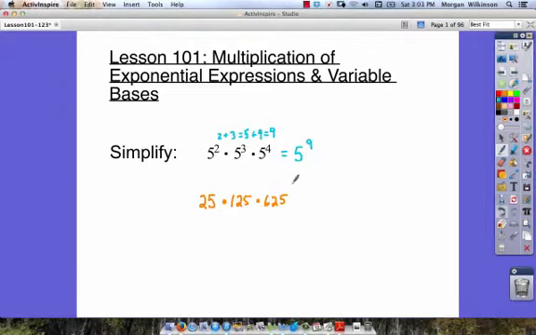And 5 to the ninth power is exactly the same thing as saying 25 times 125 times 625, and it would also be exactly the same thing as finding the product of this. Both of these answers will get you full credit, but working with 5 to the ninth power is a little bit quicker, and it's easier to read and easier to write. Let's look at another problem.